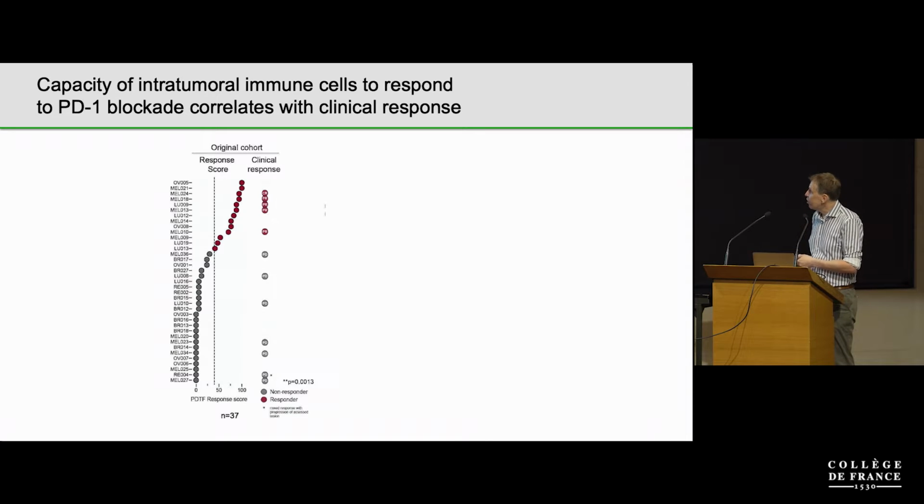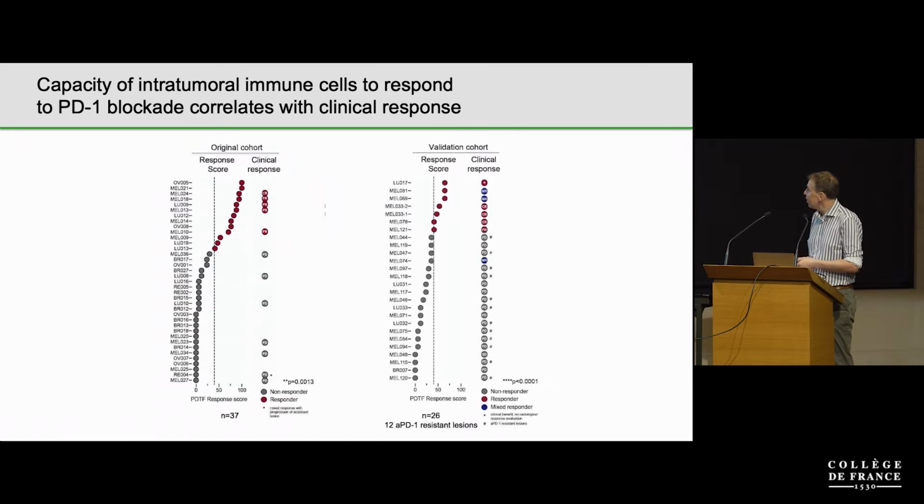And these are then the patients for which we had matched clinical data. And what you see here, so in reddish are all the responding patients, and in gray are all the non-responding patients. There's actually a very nice correlation between capacity of anti-PD-1 to reactivate immune activity in the tumor lesion ex vivo and clinical response of the patient. And when we then validate that for a second cohort of patients, again showing a very nice correlation between intratumoral immune reactivation and clinical response.